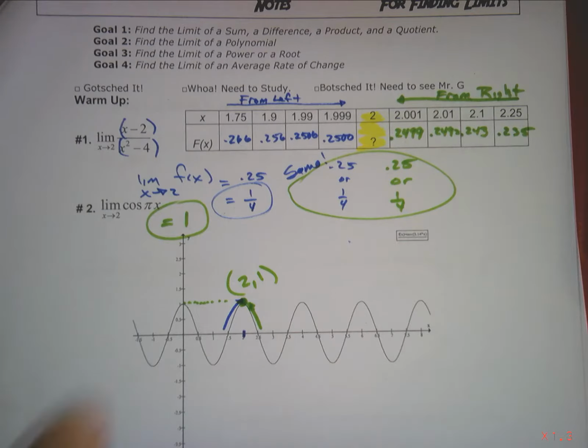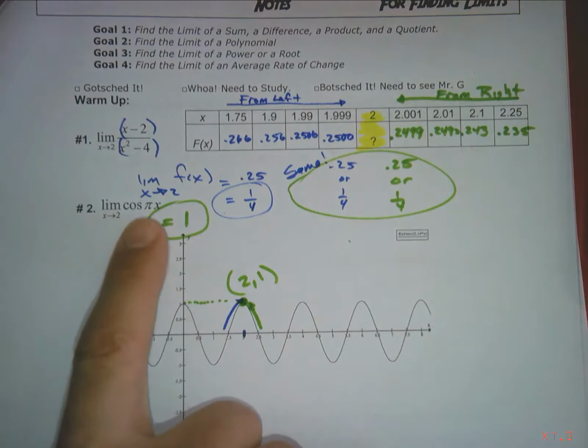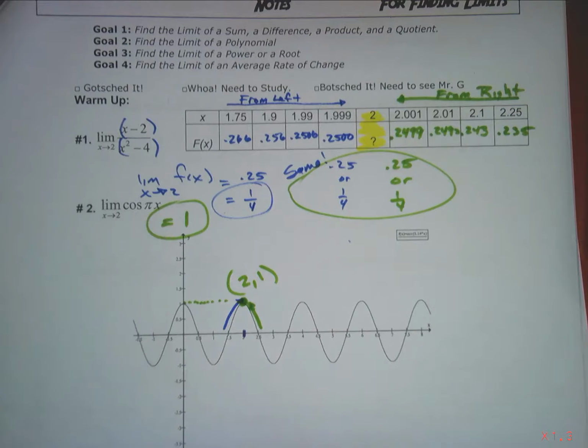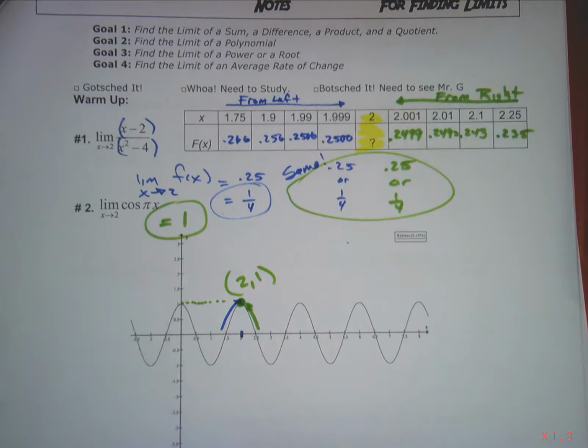And if I plug in 2 now, cosine of pi times 2, which is 2 pi, the cosine of 2 pi is 1. From our quadrantals, that's our (0, 1) point. So it's perfect. The final answer for number 2 is 1. All right, do you guys have any questions from me?